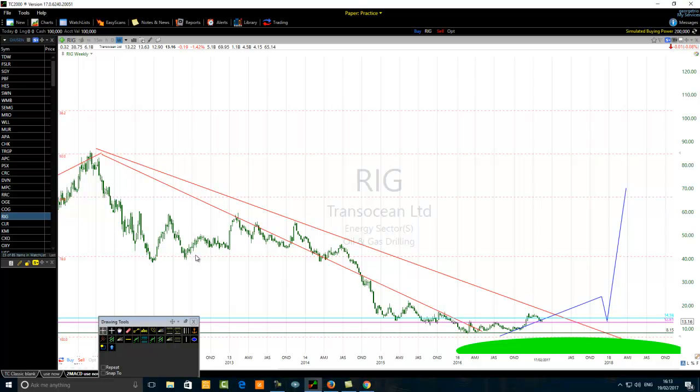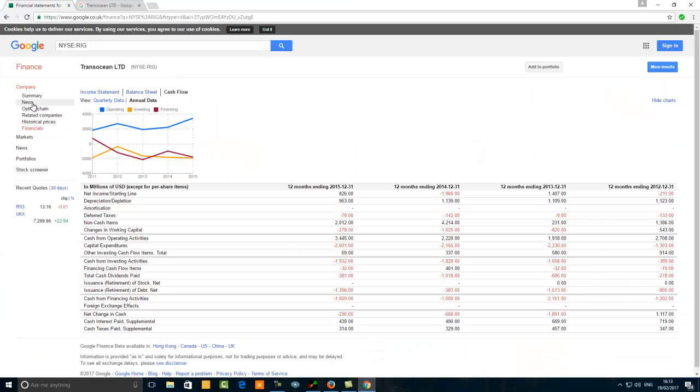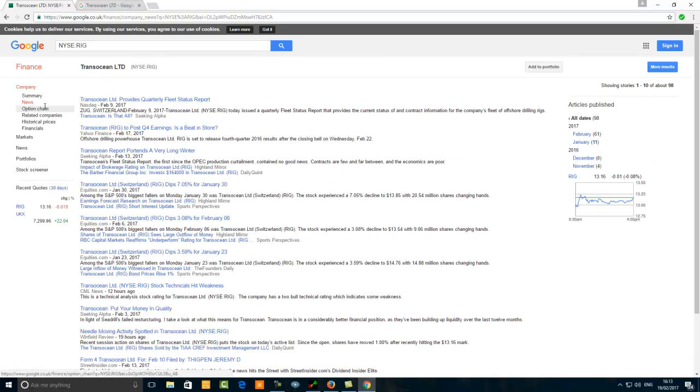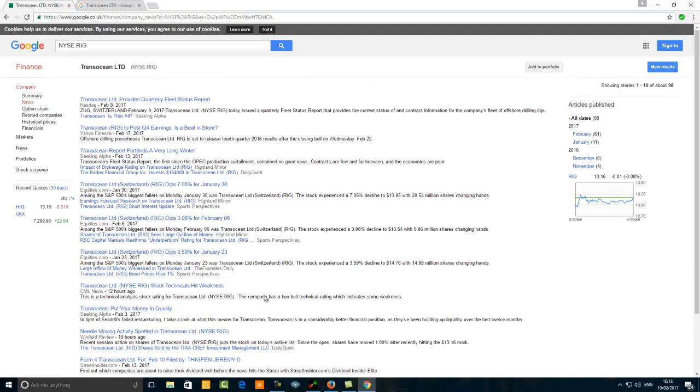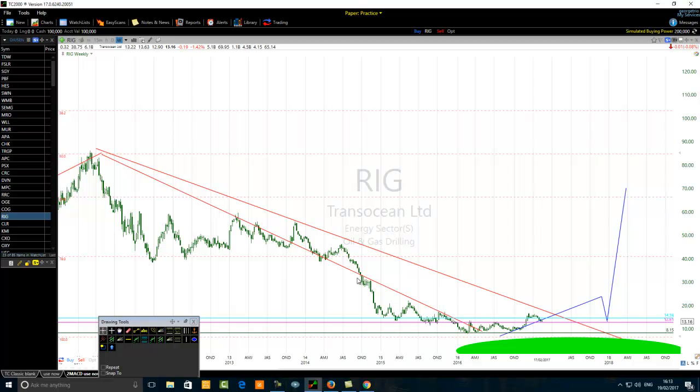I want traders to go again and check the news relating to this stock to know exactly what's going on. We can't cover everything in this tutorial. So check the news at Google Finance, what people are saying, what's happening, so you may understand exactly what you are getting yourself into, all right?